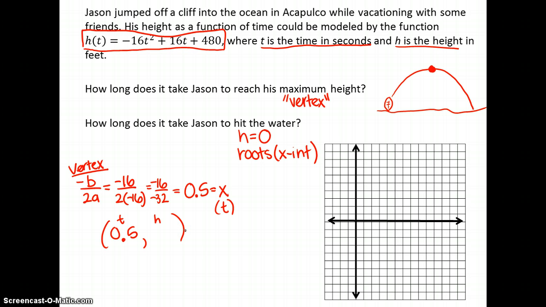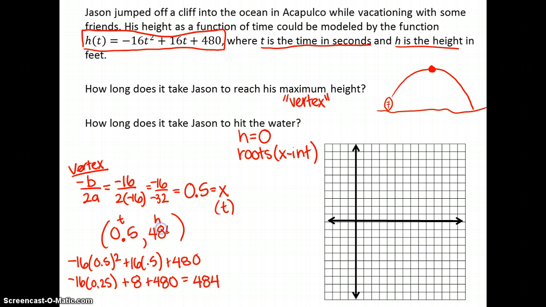If we want to find the h value, we just plug that in. So negative 16 times 0.5 squared plus 16 times 0.5 plus 480. We simplify that. We get negative 16 times 0.25 plus 16 times 1/2 is 8 plus 480. All together, we're going to have 484.